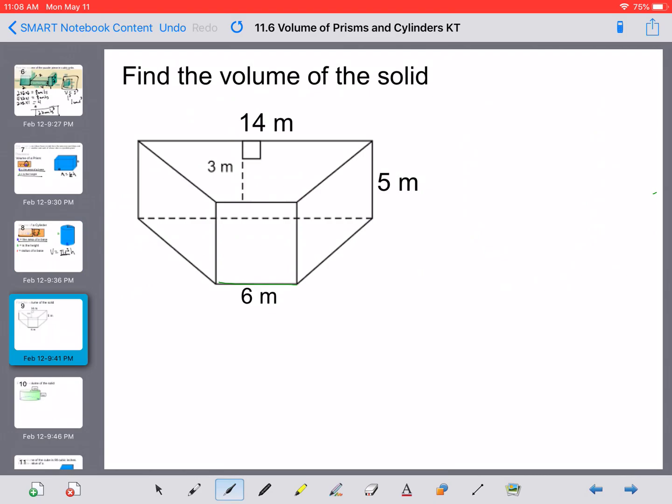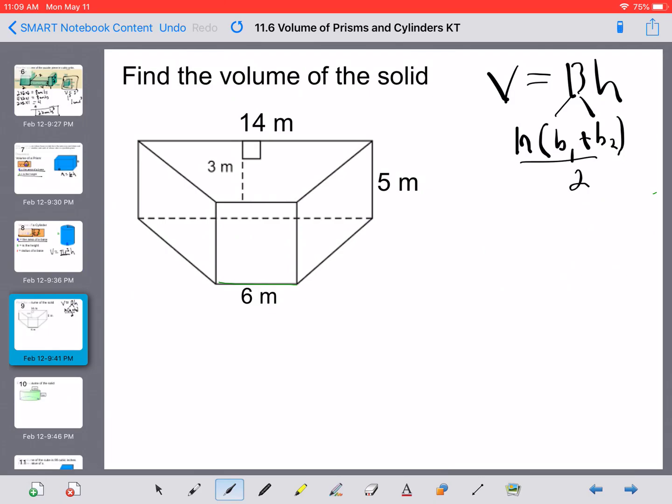Alright, here's how you would find the volume of this solid. Now again, volume for a prism is volume equals big B H. Now in this case, big B is going to equal the area of a trapezoid. Okay? So the area of a trapezoid is the height times base 1 plus base 2 divided by 2.